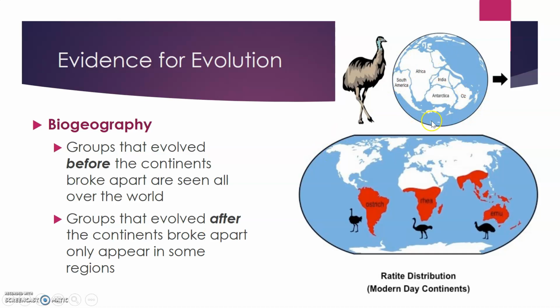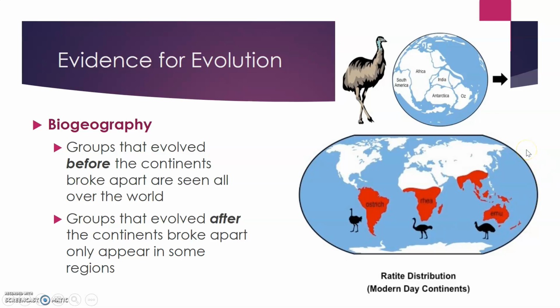And so we all know that originally all of the continents were actually one supercontinent, now known as Pangaea. And over the history of the Earth, the continents have moved into the pattern we recognize here today. And so one type of organism that evolved before the continents broke apart is actually this group of birds known as the ratites, which include both ostriches and emus, so those large flightless birds.